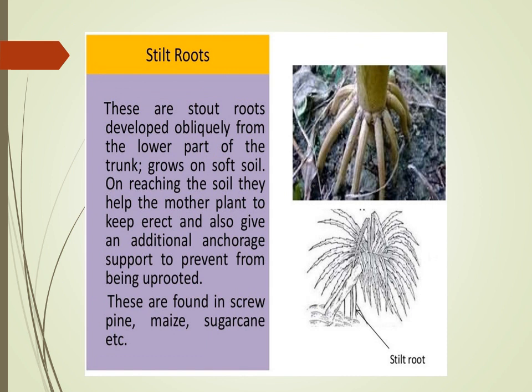The second one is stilt roots. These are stout roots developed obliquely from the lower part of the trunk. They grow on soft soil. On reaching the soil, they help the mother plant to keep erect and also give additional anchorage support to prevent it from being uprooted. These are found in screw pine, maize, and sugarcane.